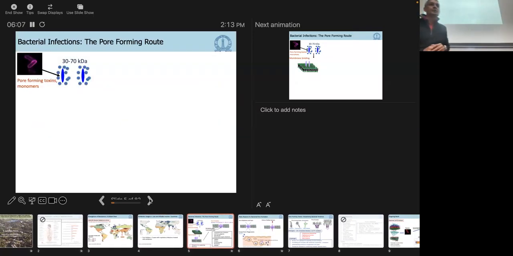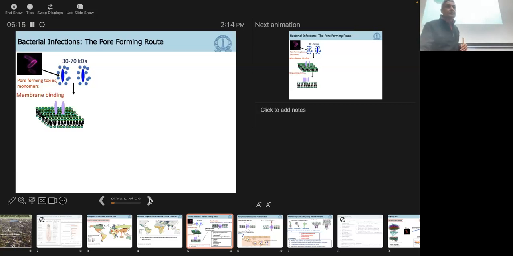So what I'll talk about today are bacterial infections mediated through the pore-forming route. These are called pore-forming toxins. I'll run you through how pore-forming toxins work, and this will lead into my talk. These are expressed by bacteria, and about 30 to 35% of bacteria are known to mount their infections by releasing these pore-forming proteins. They essentially work by binding to the membranes.